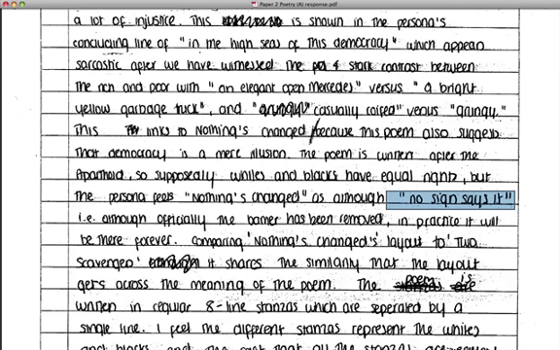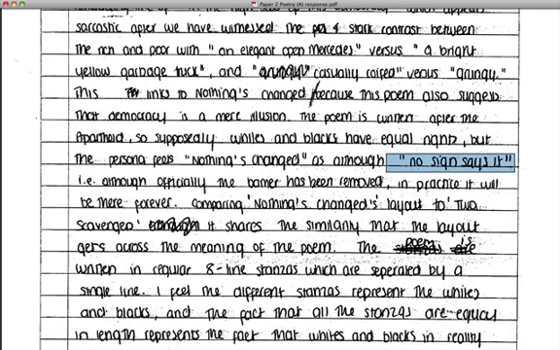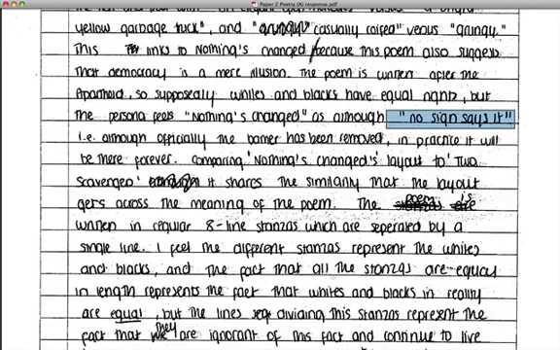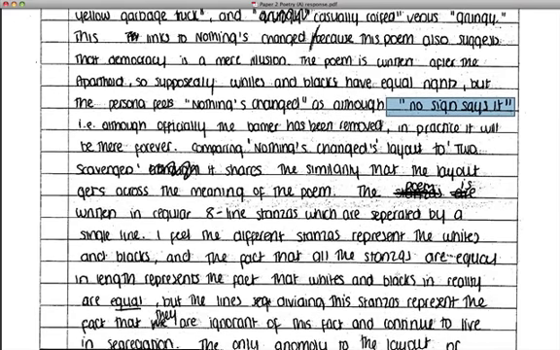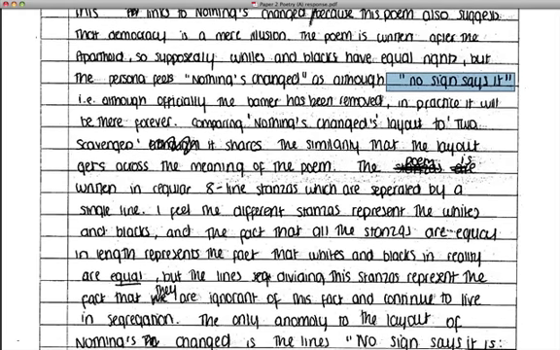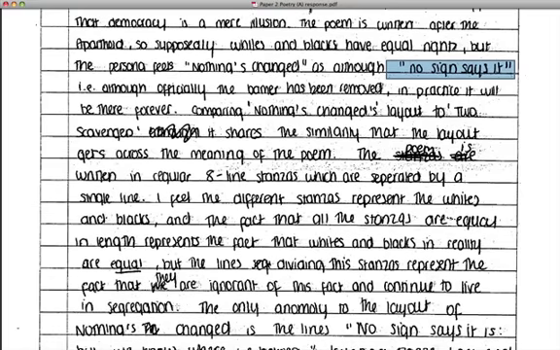Comparing Nothing's Changed to Two Scavengers, it shares a similarity between the layout and gets across the meaning of the poem. The poem is written in regular 8-line stanzas, which are separated by a single line. I feel the different stanzas represent the whites and the blacks, and the fact that all the stanzas are equal in length represents the fact that whites and blacks in reality are equal. So there's a very good interpretation of the structure there, but the lines dividing the stanzas represent the fact that they are ignorant of this fact and continue to live in segregation.